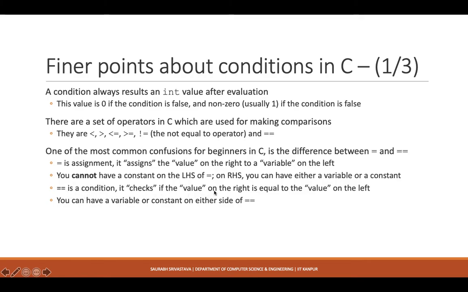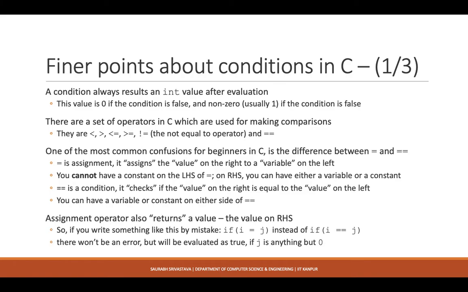But double equal to is basically a condition. It checks if the value on the right is equal to the value on the left, and here both values can be variables or constants. So in theory it is fine to write 5 double equal to I. That is a valid statement.